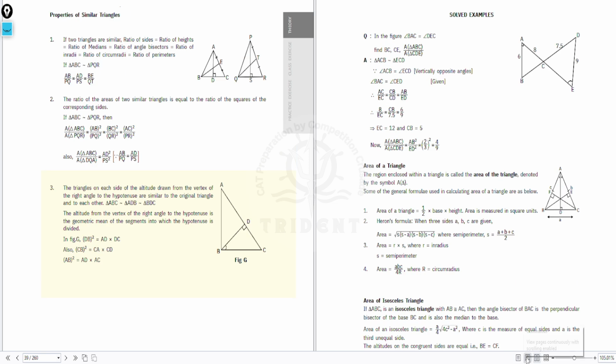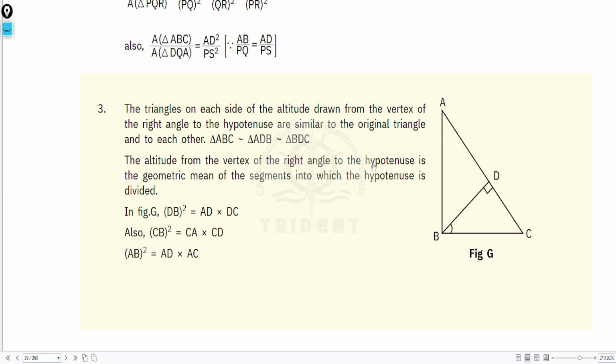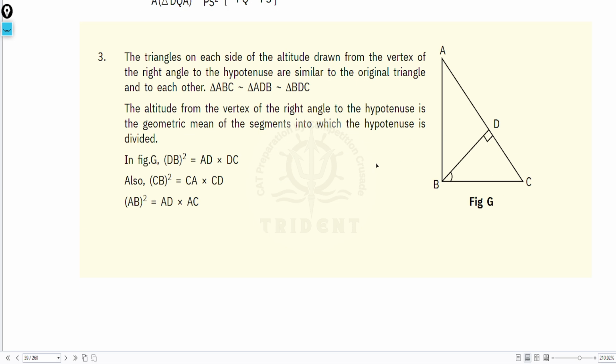But at the end of the day, the concept that I was looking at: the triangles on each side of the altitude drawn from the vertex of a right angle triangle to the hypotenuse are similar to the original triangle and to each other. And then they have said that basically in the figure DB square is equal to AD into DC. So they have just given the idea. Okay, so DB square, the altitude BD squared, equals AD into DC, the product of the segments.